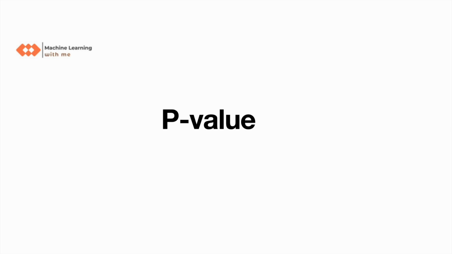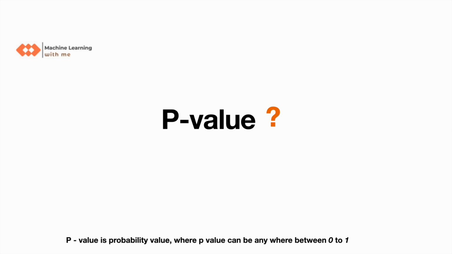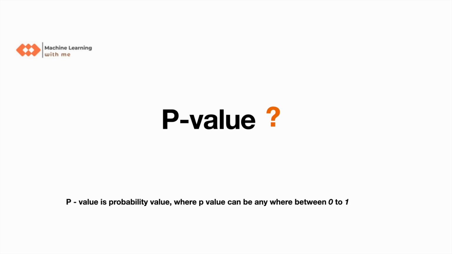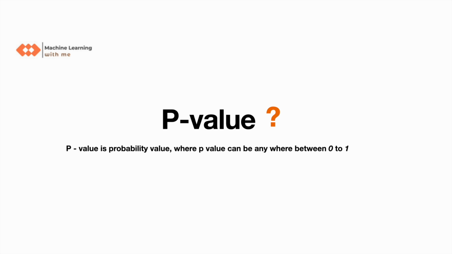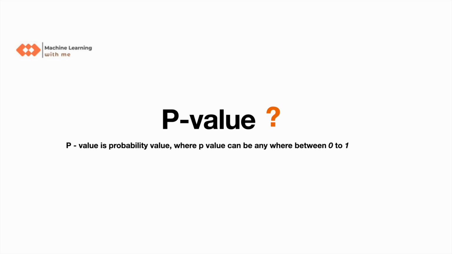So today we're going to discuss what is p-value. P-value is a probability value, where p-value can be anywhere between 0 and 1, right? So the probability value can be anywhere between 0 and 1. So I'm going to explain p-value to you in the form of a story.